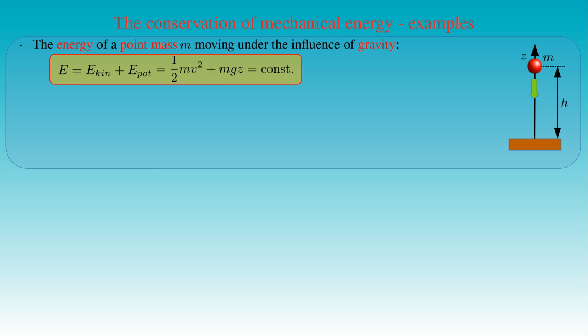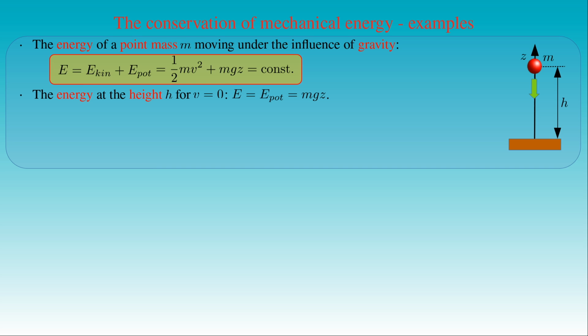It is easy to check this statement in the case of free fall where the initial velocity of the point-like body is 0. If the point mass is at rest, then its kinetic energy vanishes and its energy is equal to its potential energy given by its mass m, times the magnitude of the gravitational acceleration g, times the height h describing its initial position.